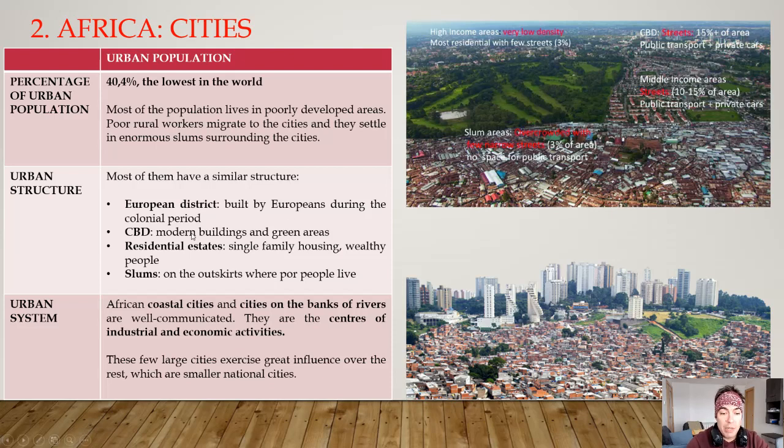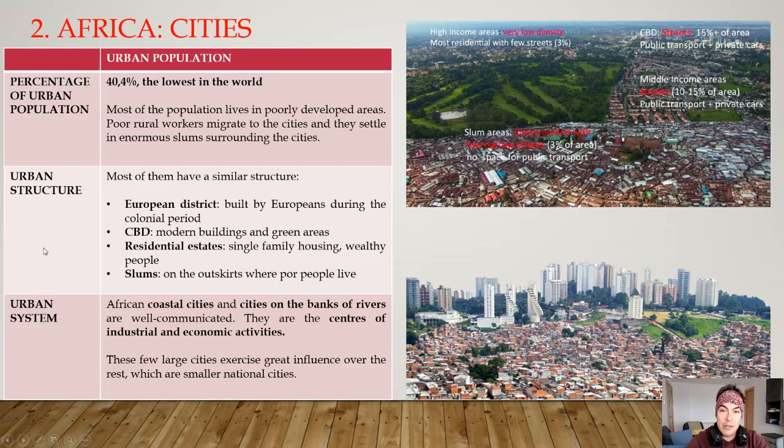So we have a European district, we have a CBD, a central business district, with modern buildings and green areas. We have residential estates with single-family housing for wealthy people, for example, this area here, and the slums on the outskirts, the exterior areas of the cities, where the poor people live. Here we have the slums.